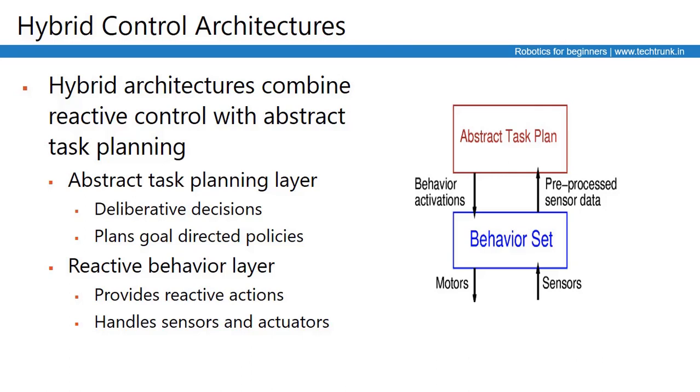The abstraction task planning layer includes the deliberative decisions, the plans and goal-oriented policies, whereas the reactive behavior layer provides the reactive actions and handles the sensors and actuators. Generally, the sensors give data to the behavior set of the architecture, and then the pre-processed sensor data is given to the abstraction task planner, and from there some activations are generated, which again trigger some motors or actuators.